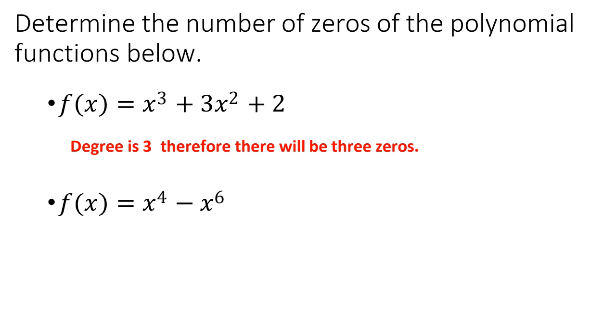If we look at the second one, the degree of this polynomial is 6, so this polynomial will have at most 6 zeros. I say at most 6 because it could have 6, 5, 4, 3, 2, 1, or none. Since this is an even degree polynomial, we can have none. It may not cross the x-axis at all.